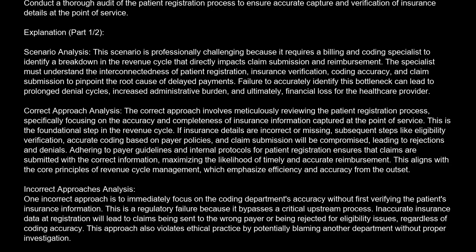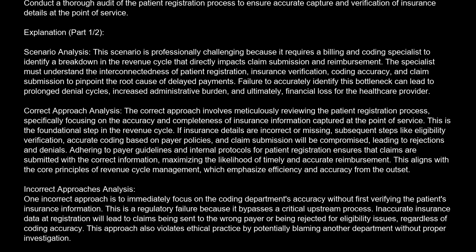The correct answer is C. Conduct a thorough audit of the patient registration process to ensure accurate capture and verification of insurance details at the point of service. Explanation. Scenario analysis. This scenario is professionally challenging because it requires a billing and coding specialist to identify a breakdown in the revenue cycle that directly impacts claim submission and reimbursement.